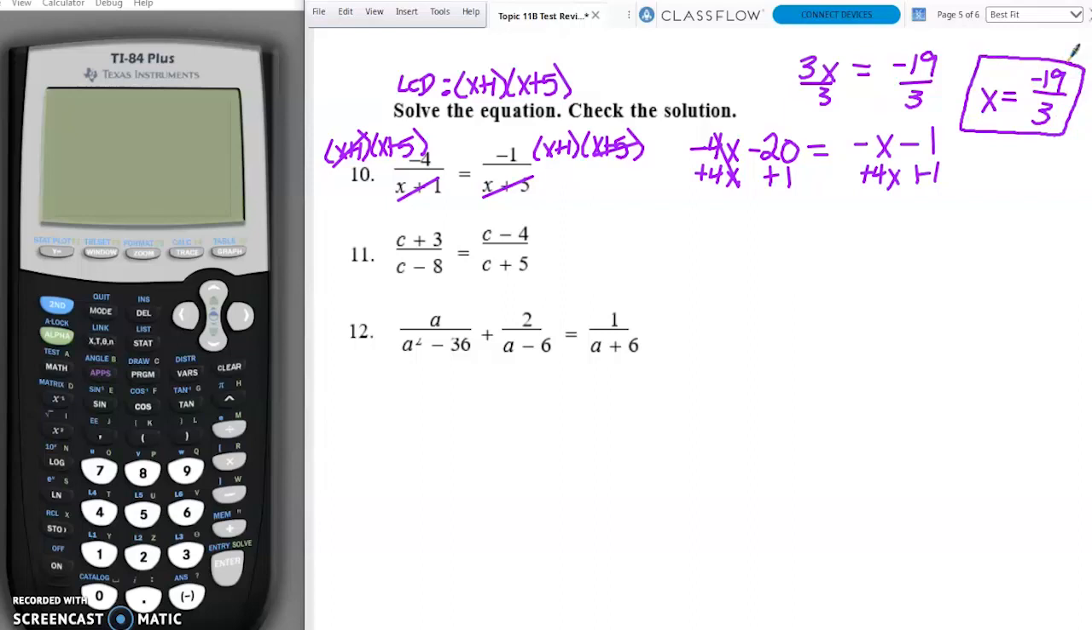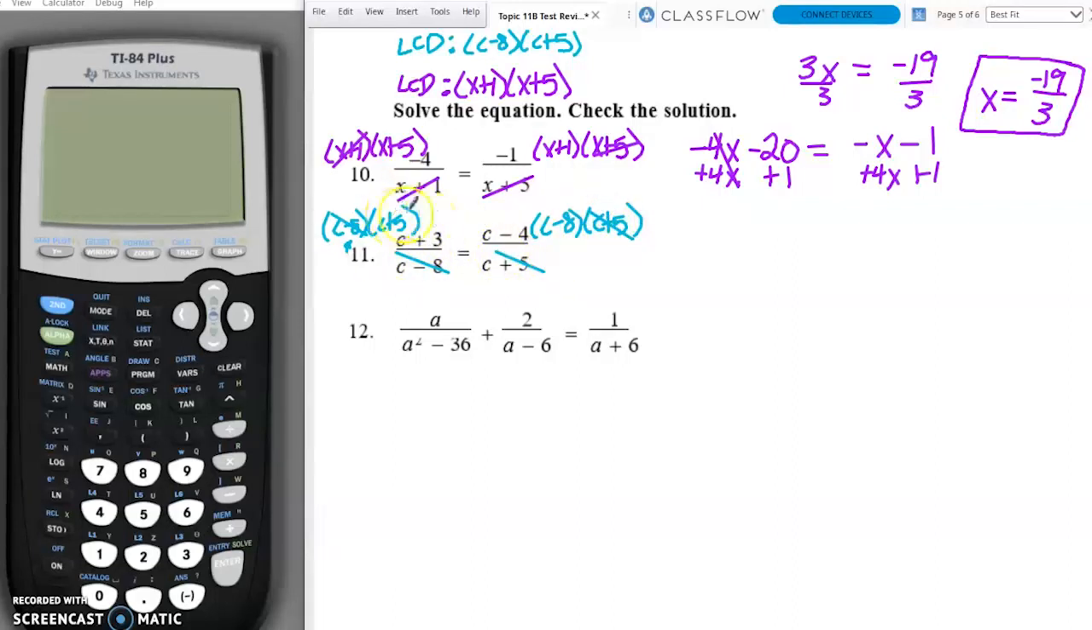Okay. 11 is a very similar idea, so we're looking, again, these two denominators do not have anything in common, and so we'll do this one in blue. So we'll say their least common denominator is c minus 8 times c plus 5. Again, just throw the two together. So we're going to multiply both sides by this least common denominator. So we'll multiply by c minus 8 and the c plus 5. Same thing on this side, c minus 8, c plus 5. So again, both sides, our denominators go away.